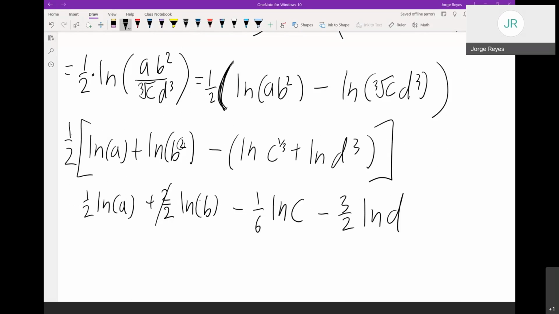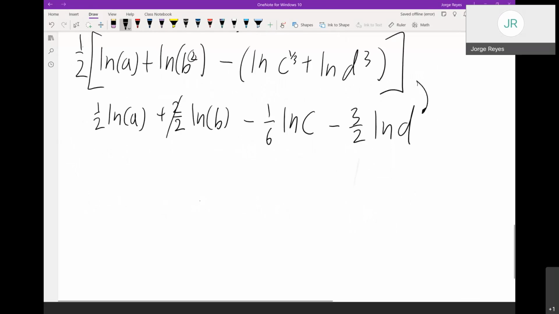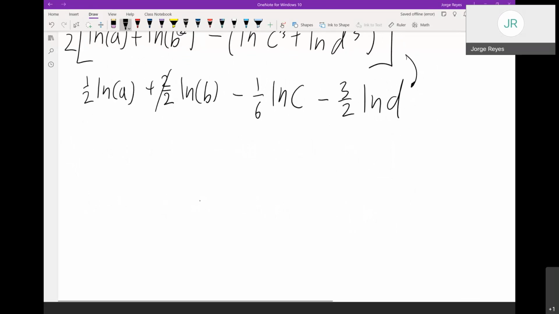Okay. Kind of combined some steps here. Maybe not recommended. Okay. But let's do one more. Okay, a simple one this time.